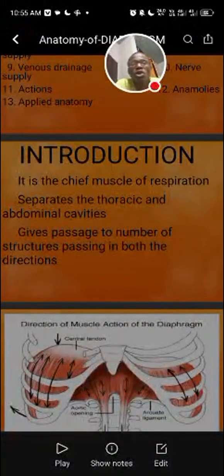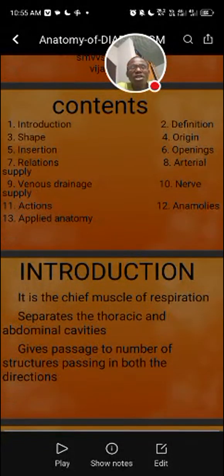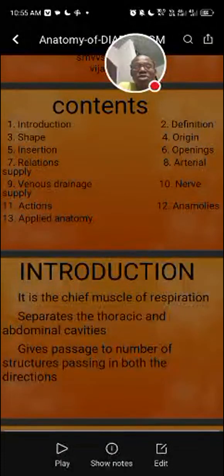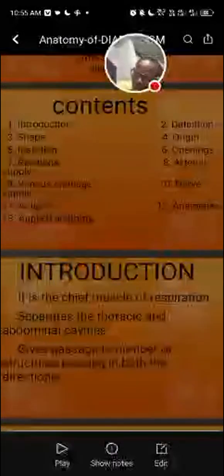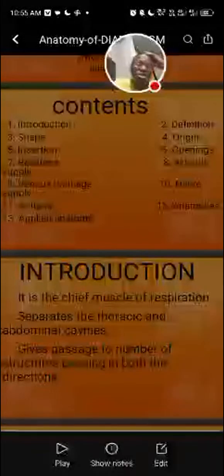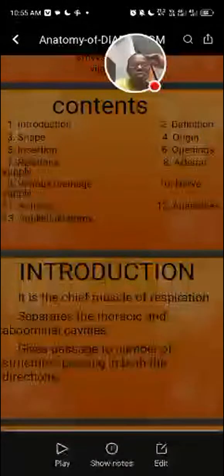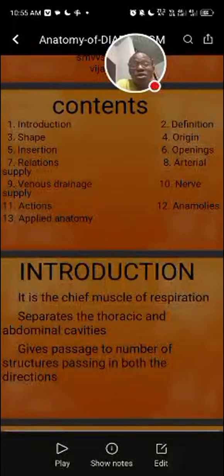What do we have next for the diaphragm? Relations. For relation we say PP, superior and inferior relation. The superior relation is the pericardium, and not the perineum. The pericardium, while the inferior you have the peritoneum.